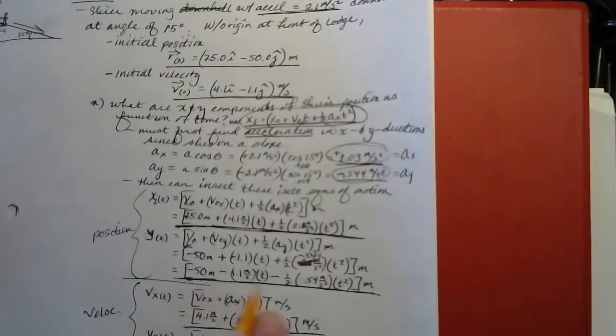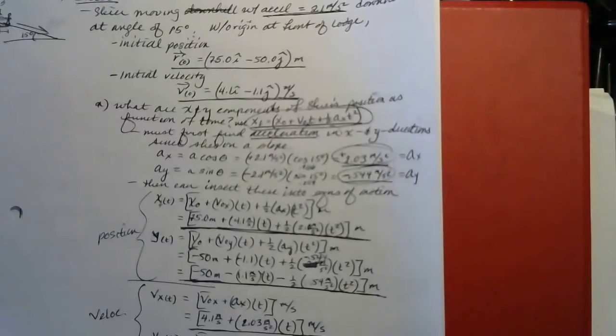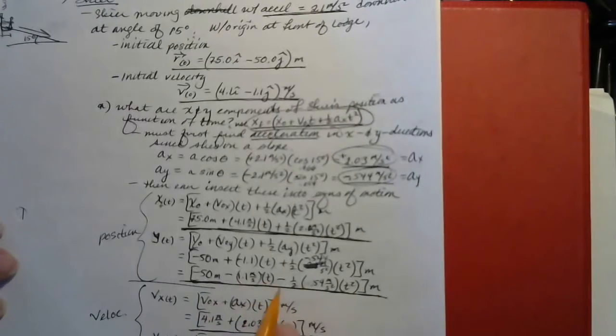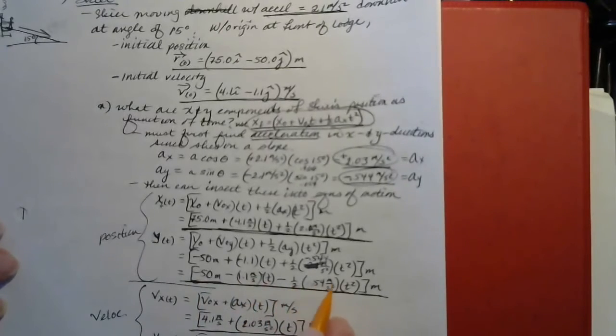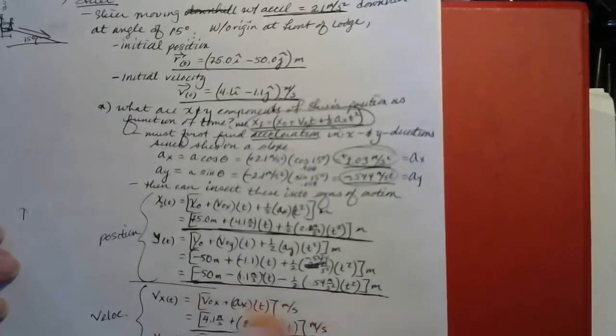And so your equation for the position in the y direction at any given time would be negative 50 meters minus 1.1 meters per second times time, minus 1/2 times 0.54 meters per second squared times time squared. So there's your equation for the y position at any given moment.